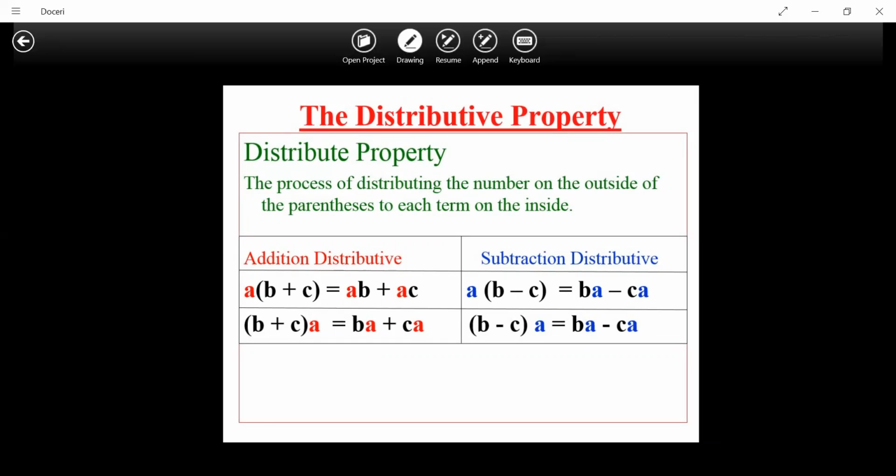Particularly, it's helpful when doing the FOIL method: first, outer, inner, last. Some of you guys remember that. But the majority of the time we'll just see single variables like this. At the end of what we're trying to get at, we'll have distributive properties on both sides. You have to combine like terms, move values over, simplify, and solve for an answer.